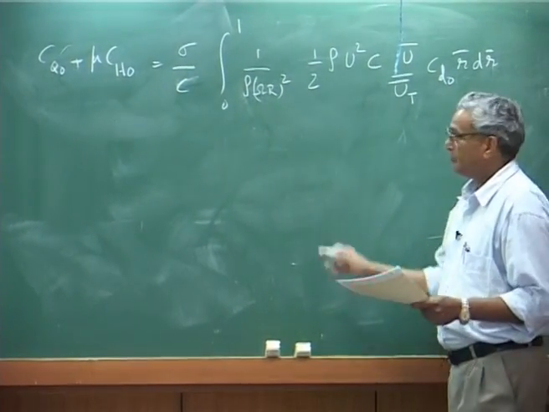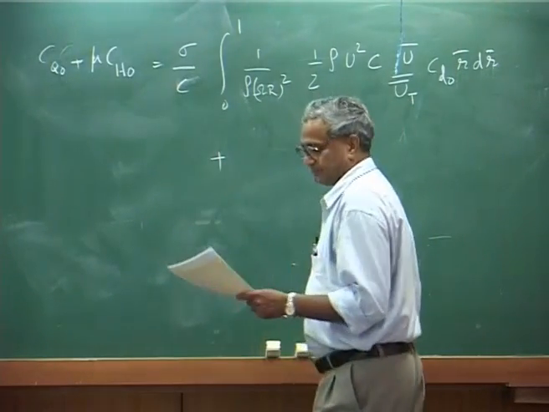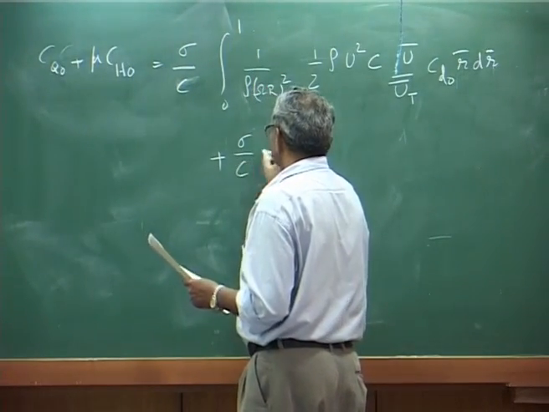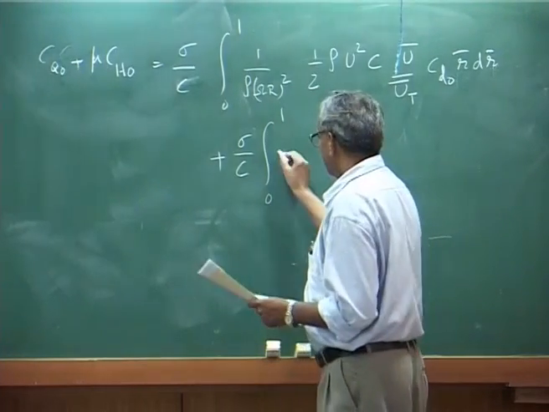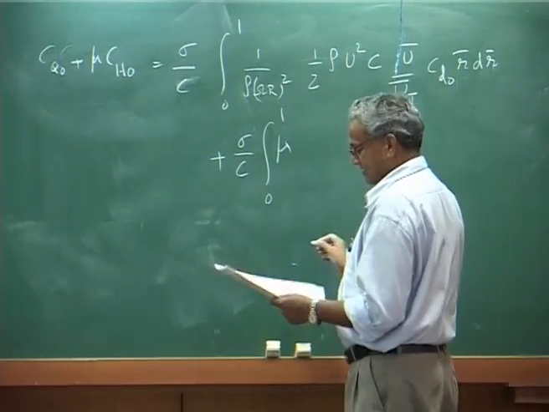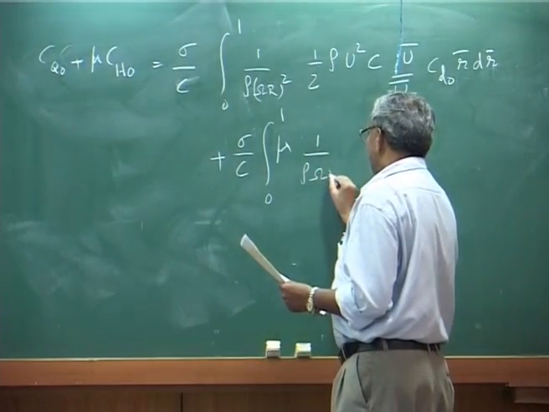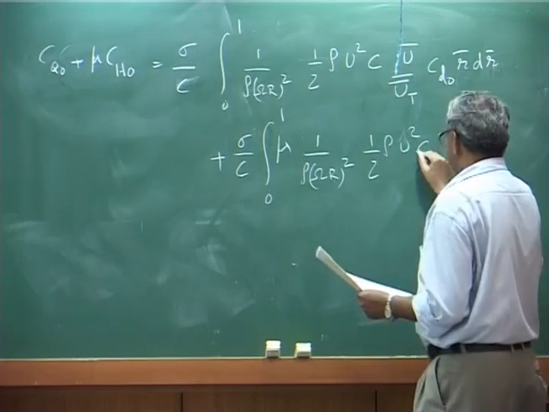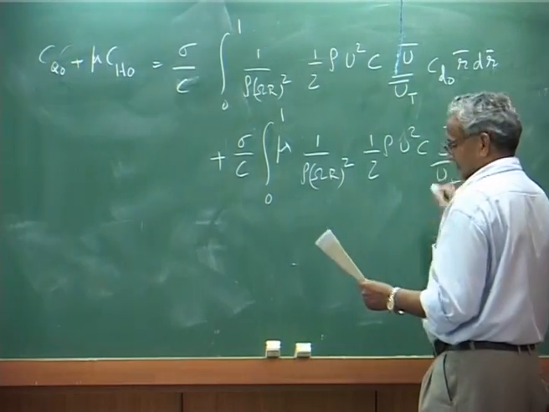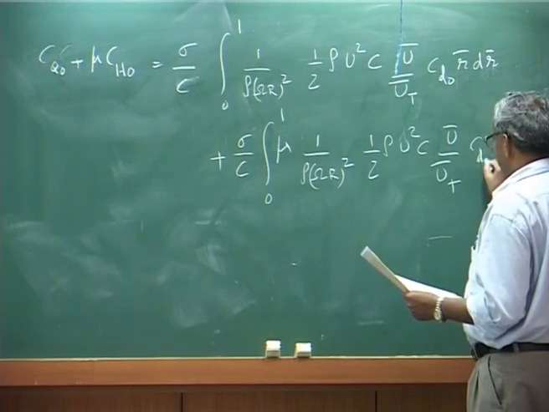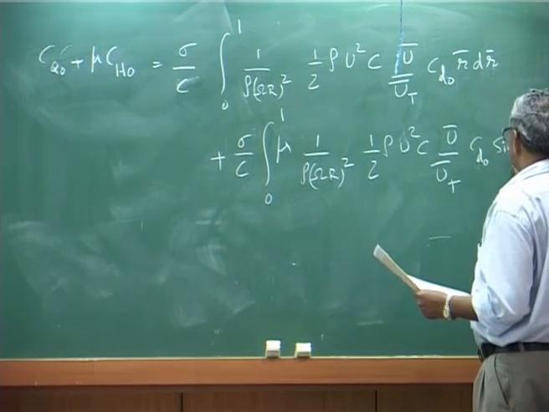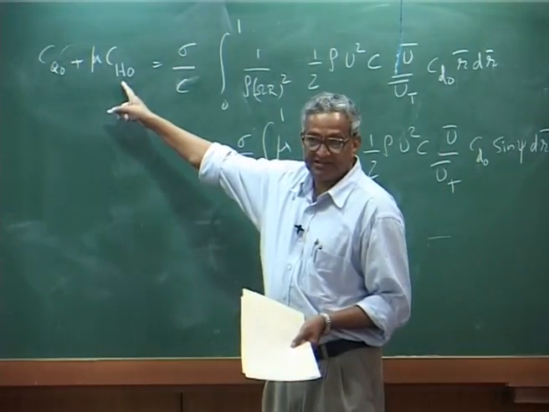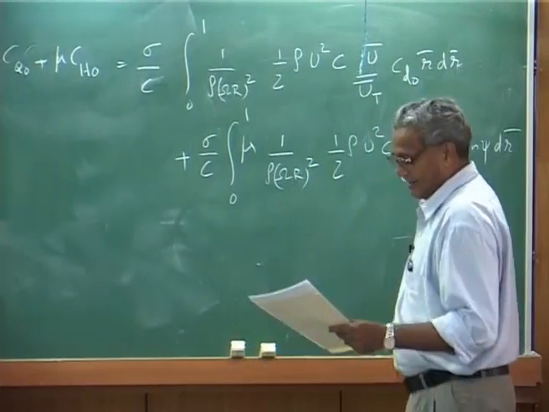This is C_Q0, then plus sigma over C, I will write again 0 to 1, you have a factor mu, again this will be multiplied by 1 over rho omega r whole square, half rho U square C, U bar by U_T bar, C_d0 sin psi dr bar. This is the C_H0 term.